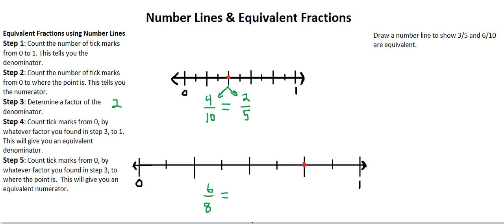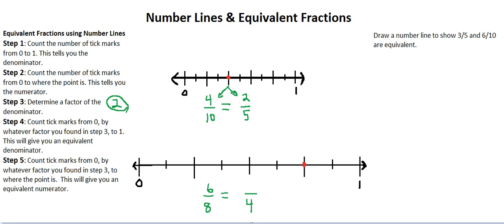Now I'm going to look for a factor. I think 2 works, 2 is a super easy number to use, so I'm going to use 2 again. Now I'm going to count my tick marks by 2 from 0, and this will give me an equivalent denominator. 1, 2, 3, 4. So now I have an equivalent denominator. Now I'm going to count tick marks from 0 by 2 again to where the point is. This will give me an equivalent numerator.